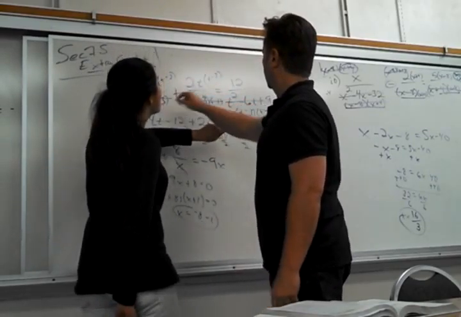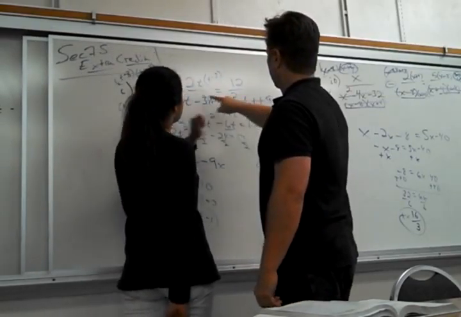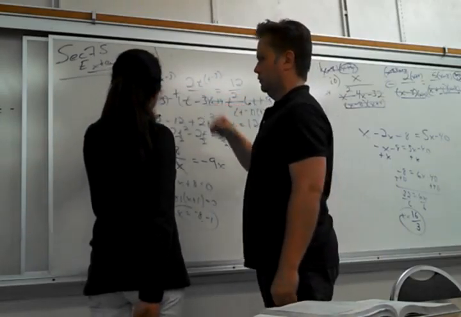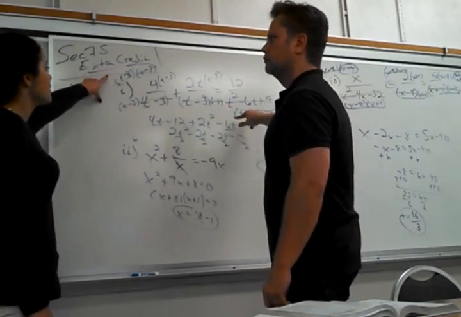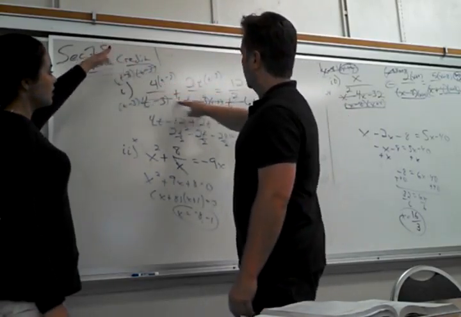You already had it. He's got two of them, so what's he missing? One more, what's he missing? Yep, so now they all have the exact same thing. And then I can multiply both sides, so all the bottoms cancel.